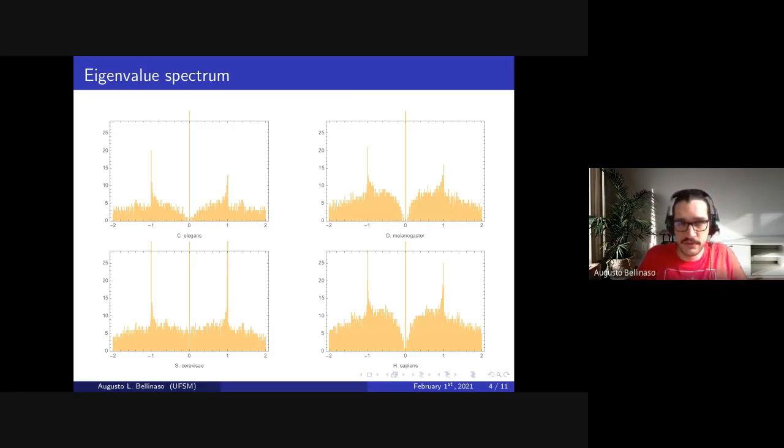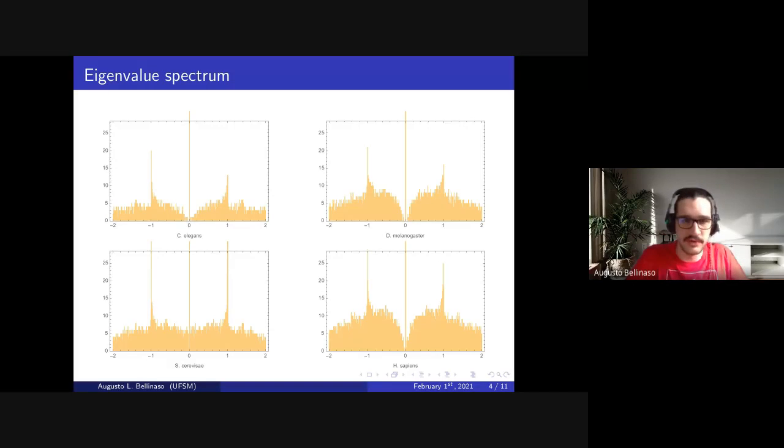Another important feature of the networks is the eigenvalue spectrum. Since the network is a graph, we can represent it as a matrix, which is called the adjacency matrix, in which each row and each column of the matrix represents one node of the network. So the elements of the matrix for an unweighted network are just zeros and ones, and we put a one in the element of the matrix where there is a link. So if there is a link between nodes 1 and 2, the elements (1,2) and (2,1) of the matrix will be 1, and the others will be 0.